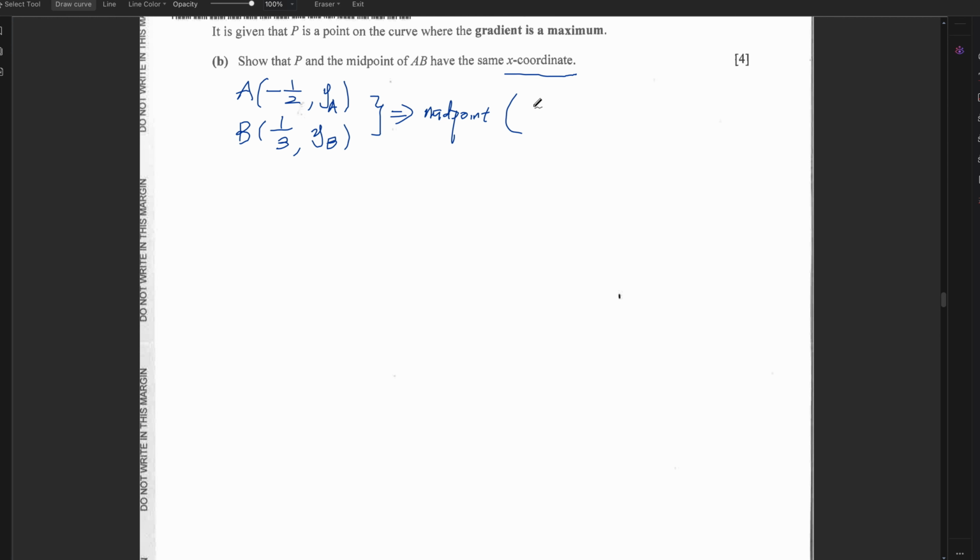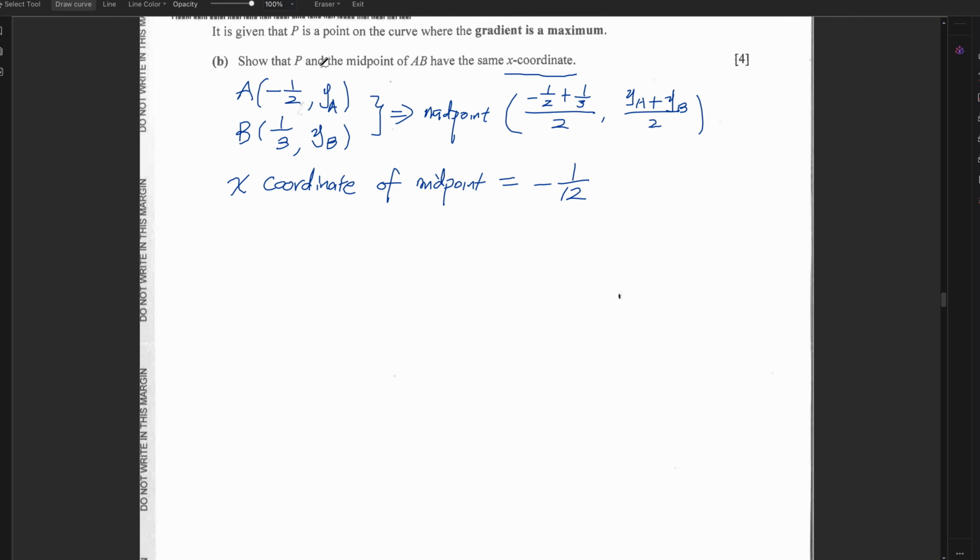And this will give me my midpoint as half of negative 1/2 plus 1/3 and half of YA plus YB, and my x coordinates of midpoint A equals to negative half plus 1/3, which is negative 1/6 divided by 2 is negative 1/12.